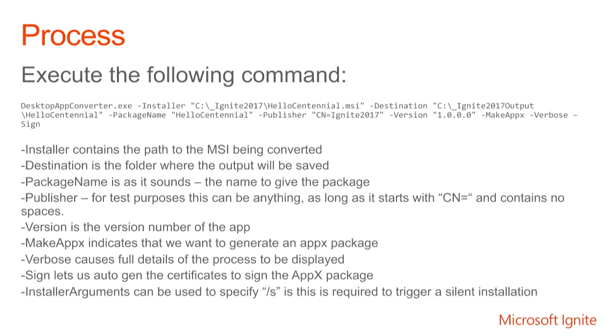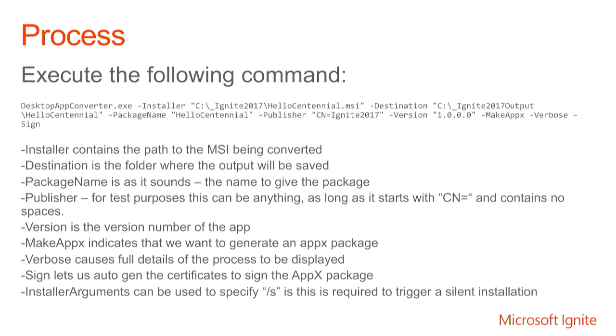And the publisher, if you're actually going as far as publishing in the store, then this is going to have to match your publisher identity. But for test purposes, we can put anything that starts with CN equals and doesn't contain a space. We'll give it a version, and then at the end, I'm specifying make appx, because that's what we want to do. We want to generate an appx installation file. Again, I tend to get it to give me a verbose output so I can see what's happening. And that minus sign at the end causes this process to automatically generate certificates and automatically sign the appx with those certificates. And we'll come back and use those certificates again a little later.